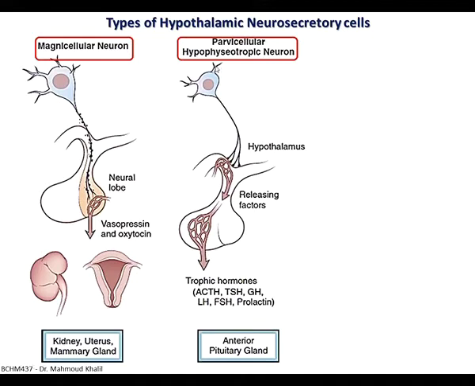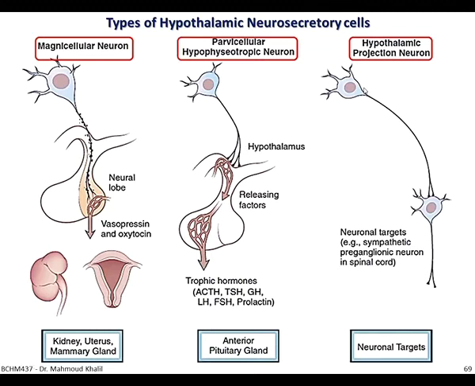The other type is the parvocellular hypophysiotropic neuron. You can see that these neurons affect the anterior pituitary to release the tropic hormones, most of the hormones we already mentioned.